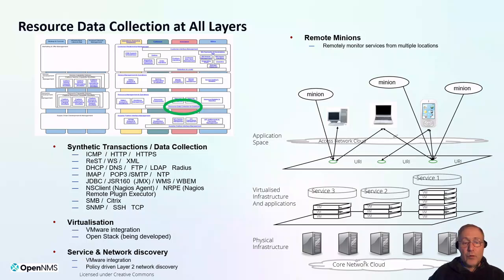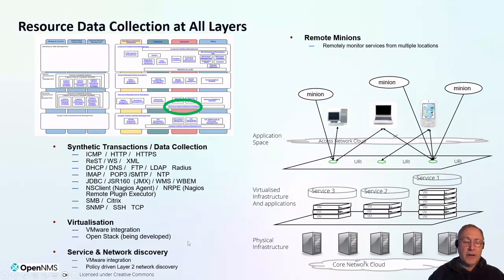It can contact Windows machines using WMI or WS-Man, or it can use WBEM to access data. And indeed, it can use the Nagios agents. If you've got Nagios and you're already using that to monitor your network, OpenNMS can actually access those agents running on the machines where Nagios is installed in order to be able to check that the services that Nagios is monitoring are also up. So there's a wide variety of things that you can monitor and look at using all of these protocols.